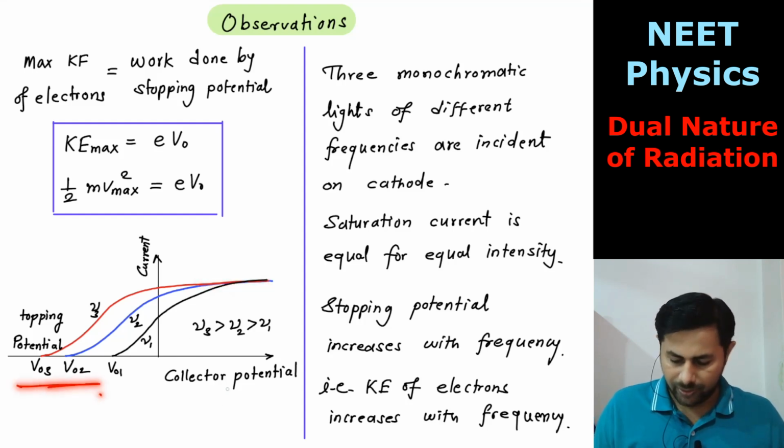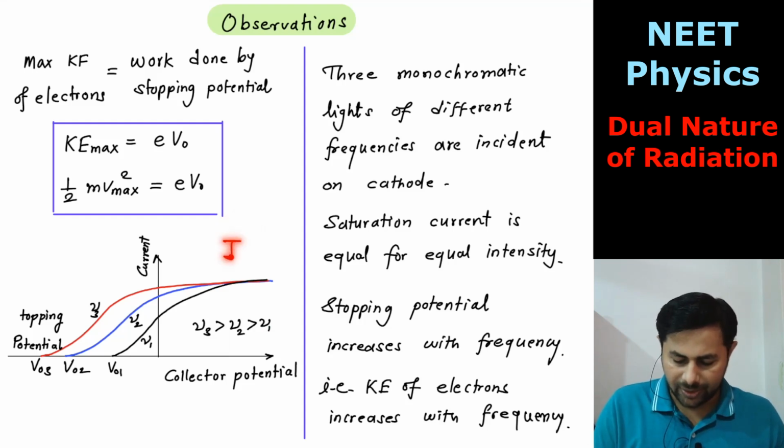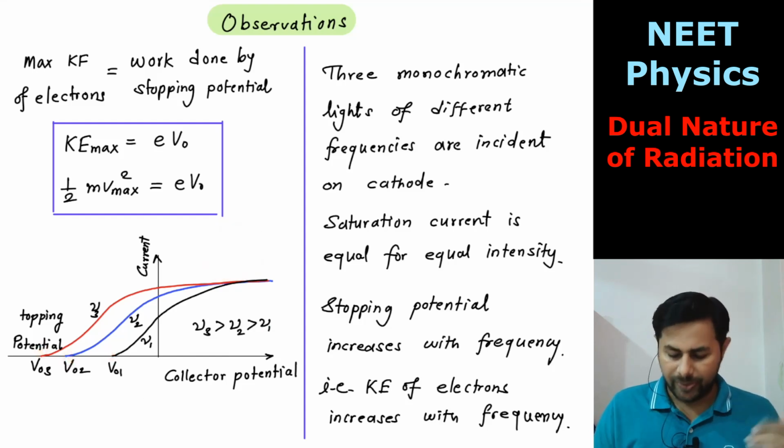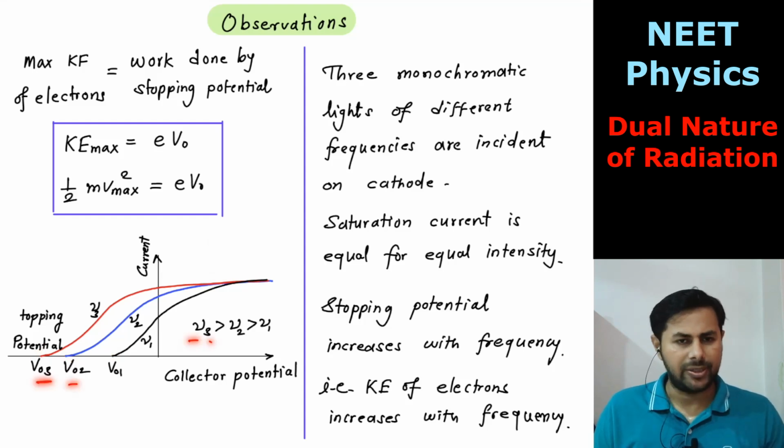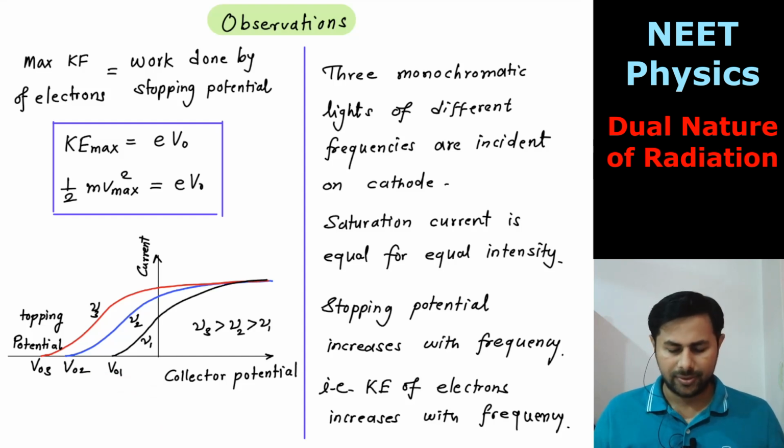Observation number 4: if you change the frequency and keep the intensity constant, you choose a different light and keep the intensity the same, then the stopping potential changes. If frequency is more, stopping potential is more. If frequency is less, stopping potential is less. That means electrons gain more energy from the light if the frequency of light is more, right? So these are the observations so far. Now let's understand what these observations imply.